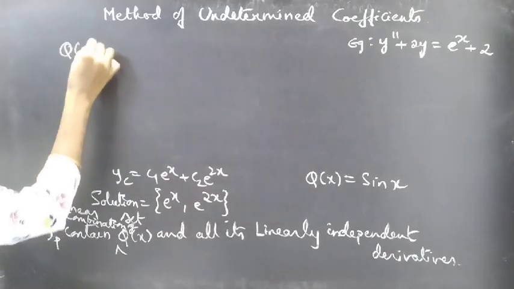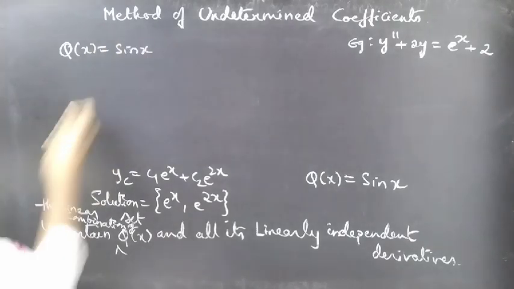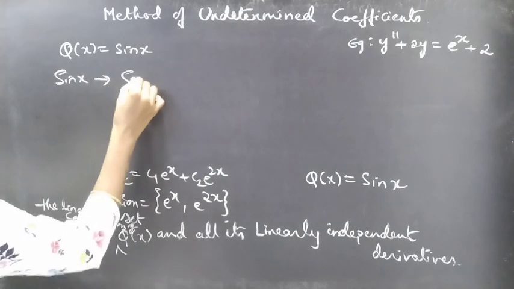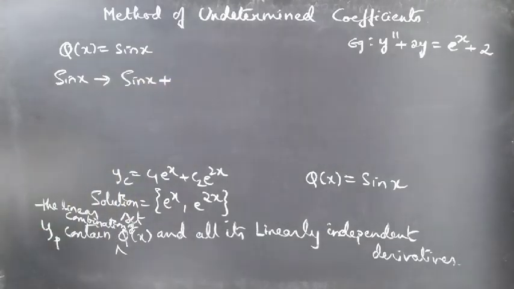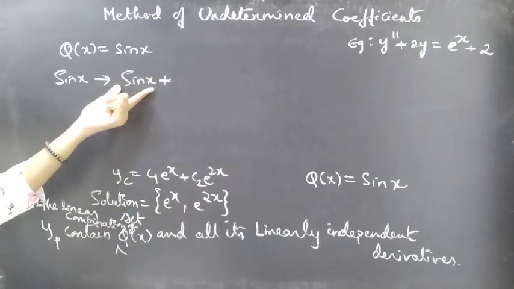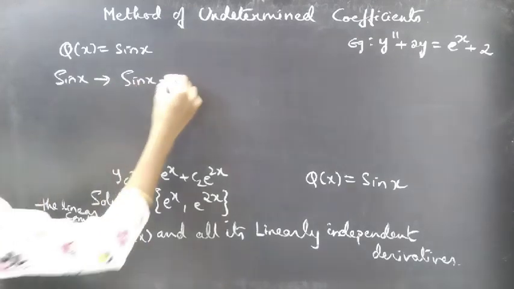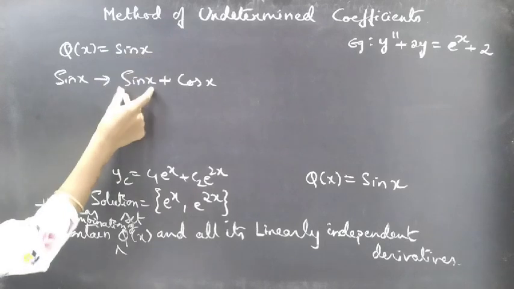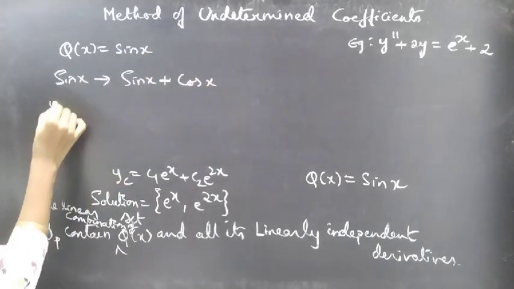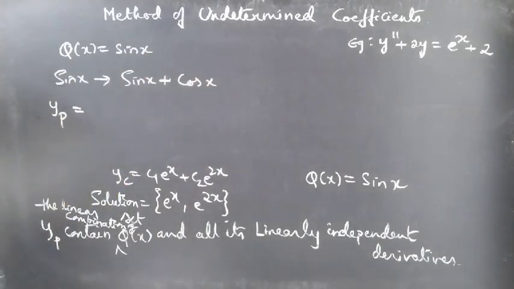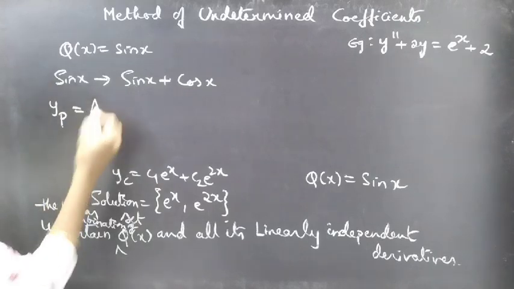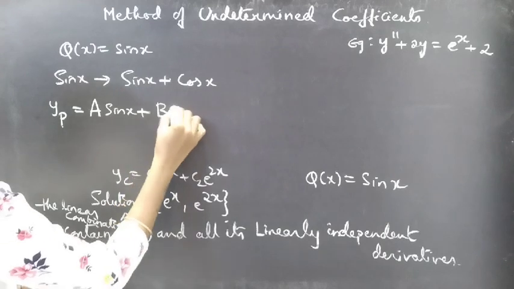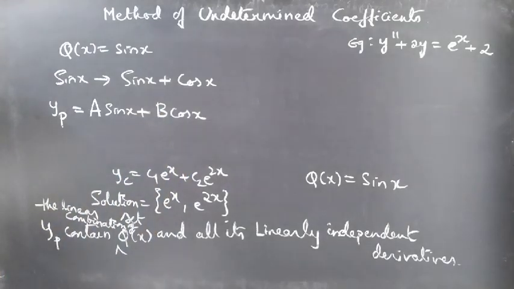We have q of x equal to sin x. When you have sin x, yp should involve sin x and its linearly independent derivatives. The derivative of sin x will be cos x. Already we have q of x and its derivative, so we'll assume yp as some constant a times sin x plus another constant b times cos x.